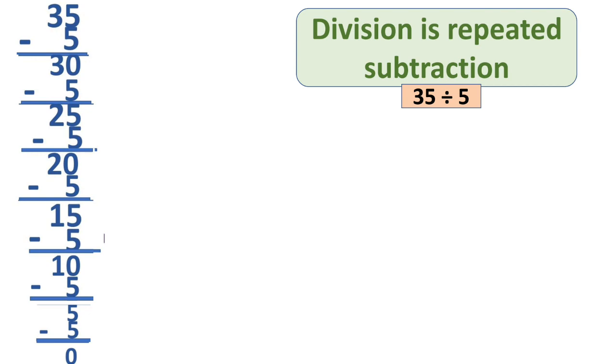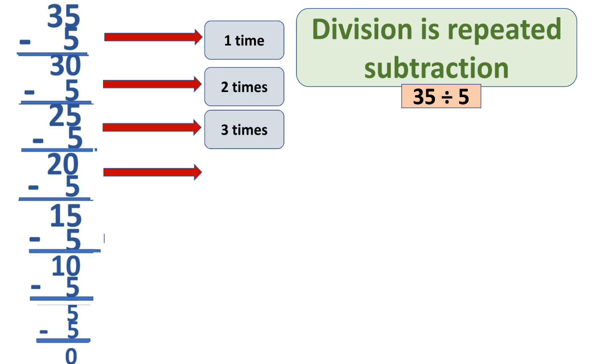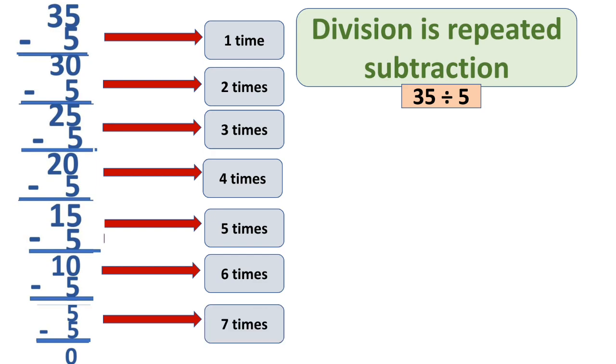Let's see how many times we subtracted number 5 from 35. 1 time, 2 times, 3 times, 4 times, 5 times, 6 times, 7 times. It means when we subtract number 5 seven times, we get the answer.